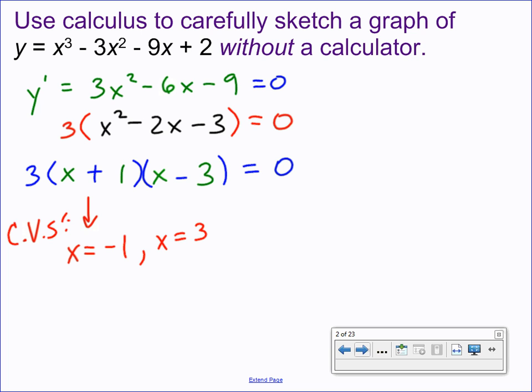So we'll go ahead and make a y prime number line. You must label this. In fact, you'll get points just for labeling your number lines on the Unit 8 test. So we'll label this our y prime number line. On it, we'll put our critical values that we determined, x equals negative 1 and x equals positive 3. And then we'll perform our sign test using any expression for y prime.